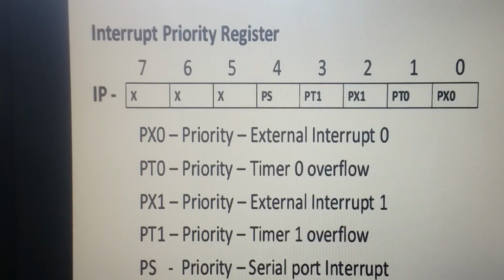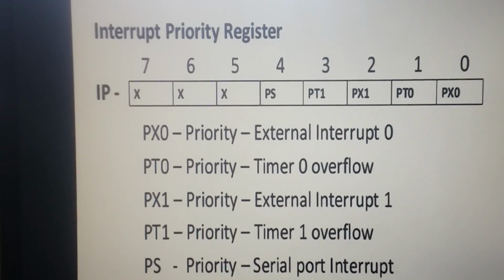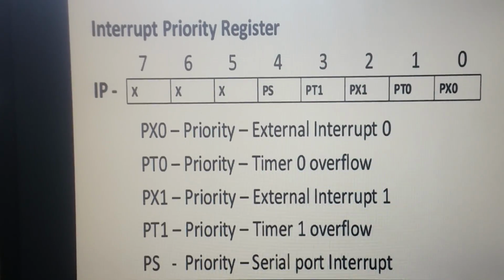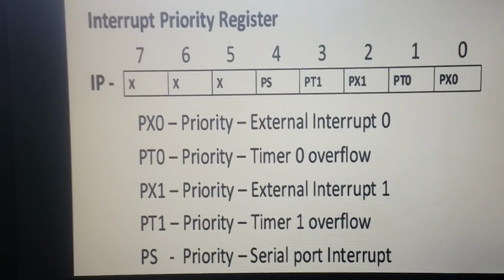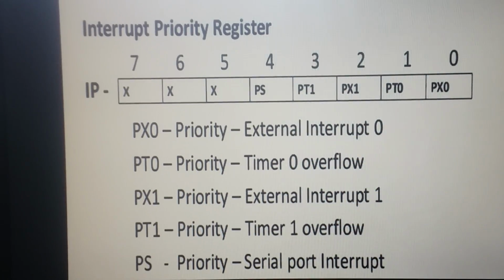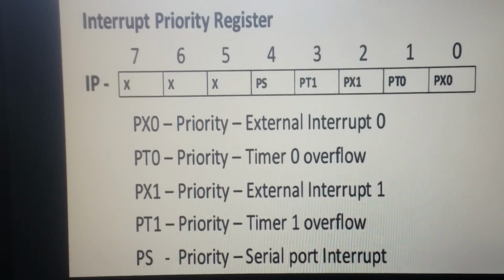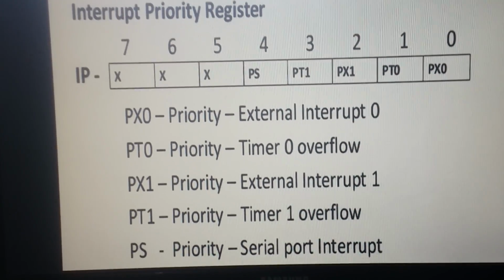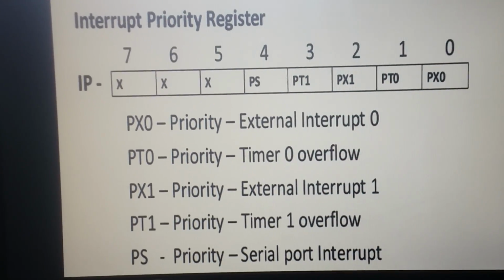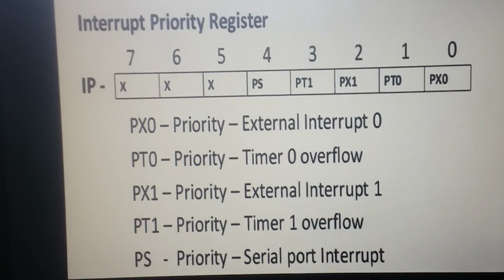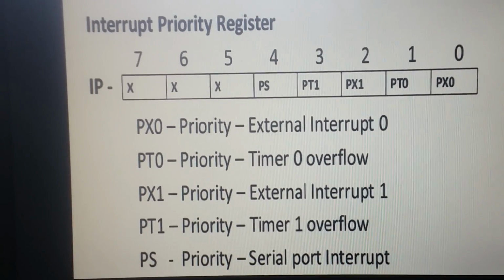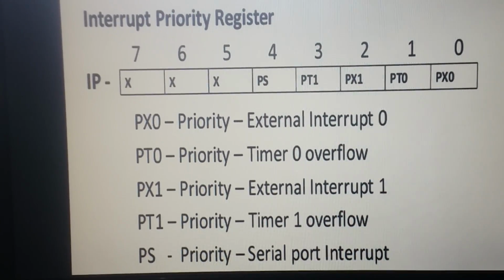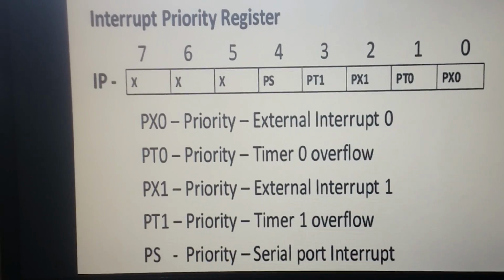Next comes the interrupt priority register. We know the concept behind priority: it is giving importance to the program or function which comes first to the microprocessor or microcontroller. This is the register which is used to program our priority. PX0 and PX1 are used to set the priority of your external interrupts, and we have timer 0 and timer 1 priority, which comes after your external interrupts. The serial port interrupt has a lower priority than the external interrupts and timer interrupts.